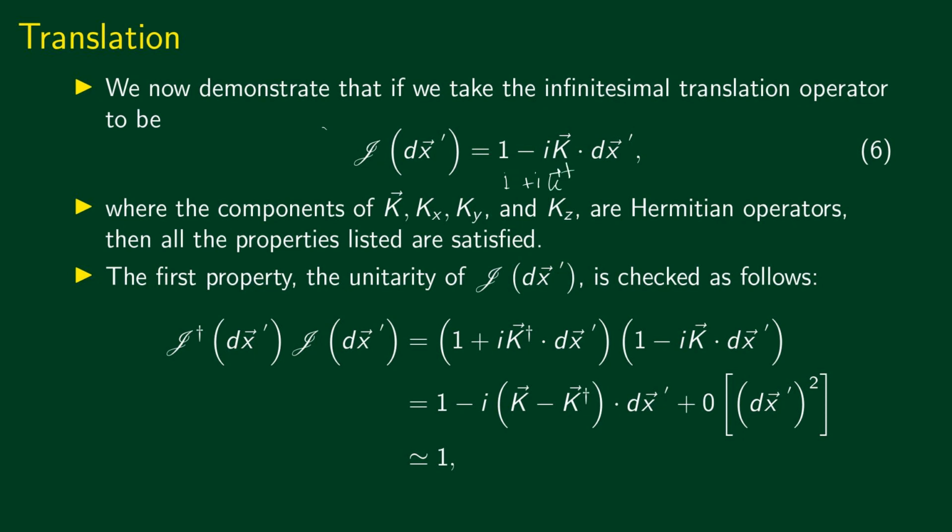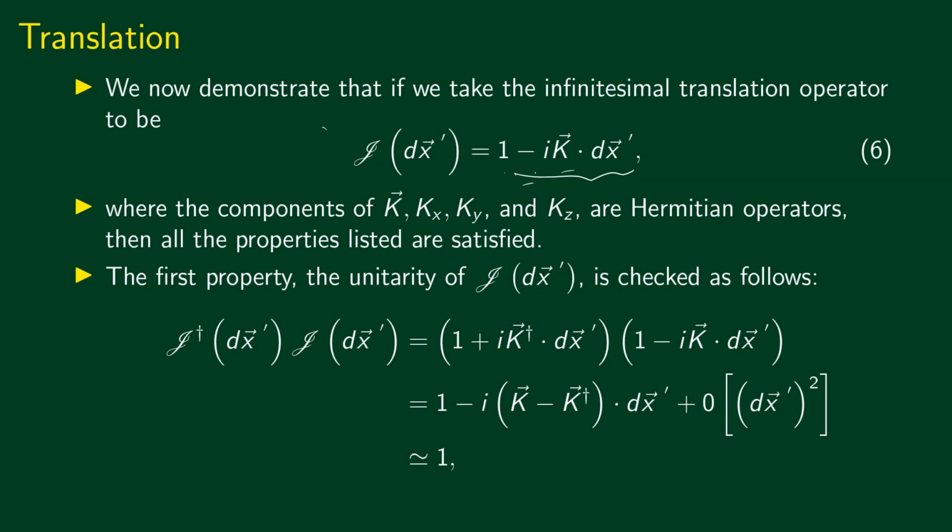Right? That's why I've written ik dagger dot dx vector prime. This is j dagger if I define j like this. All right, and I write down j here. This is 1 minus ik dot dx vector prime. Now we said that this dx vector prime is an infinitesimal quantity, so we'll neglect all higher order terms. Whenever such multiplications appear, we'll neglect all higher order terms in dx vector prime. We'll only retain up to the first order terms in dx vector prime.